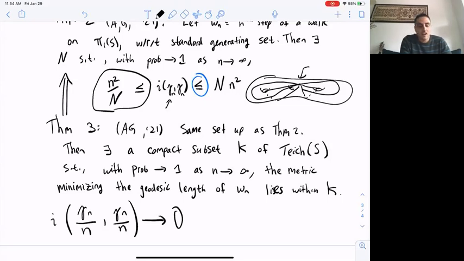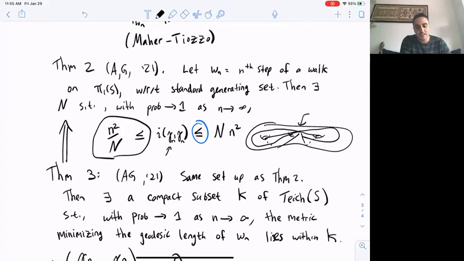You cannot minimize the length of a lamination in the interior of Teichmuller space. Their length is minimized on the boundary. So once you know that with high probability, your length is being minimized inside of some compact part of Teichmuller space, there's your contradiction.